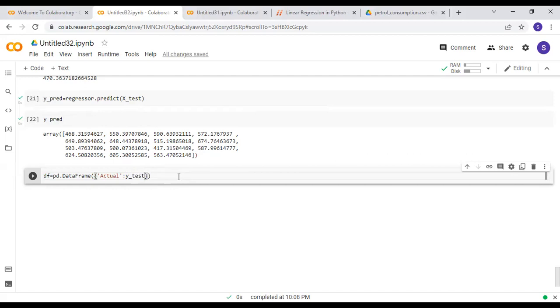The y_test, comma, predicted value of y_pred, y_pred.